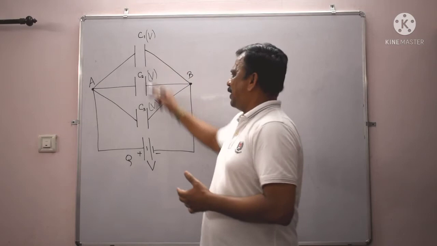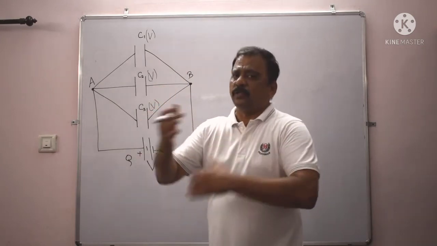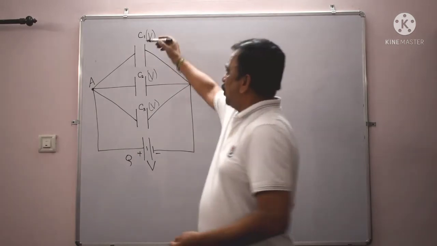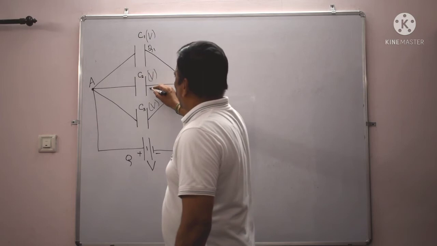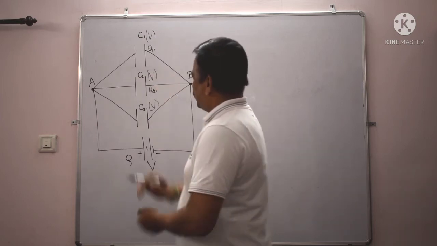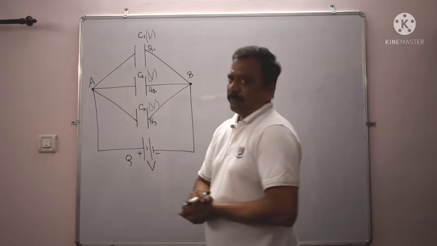Depending upon the capacitances, the source supply charge will be divided among the 3 capacitors. Let Q1 be the charge stored by C1, let Q2 be the charge stored by C2, and let Q3 be the charge stored by C3.